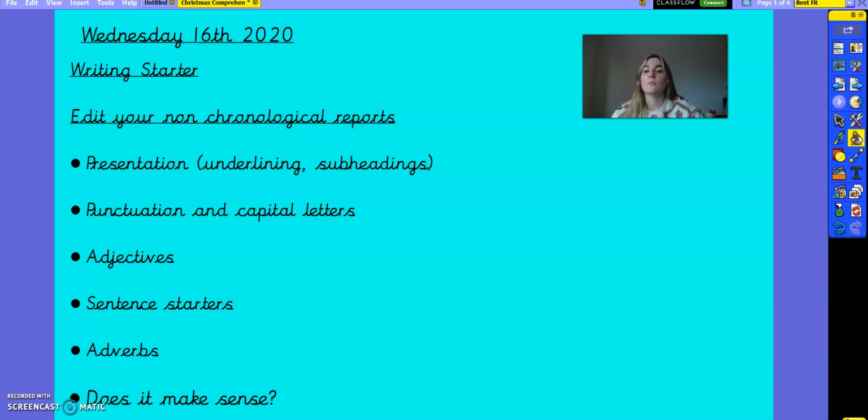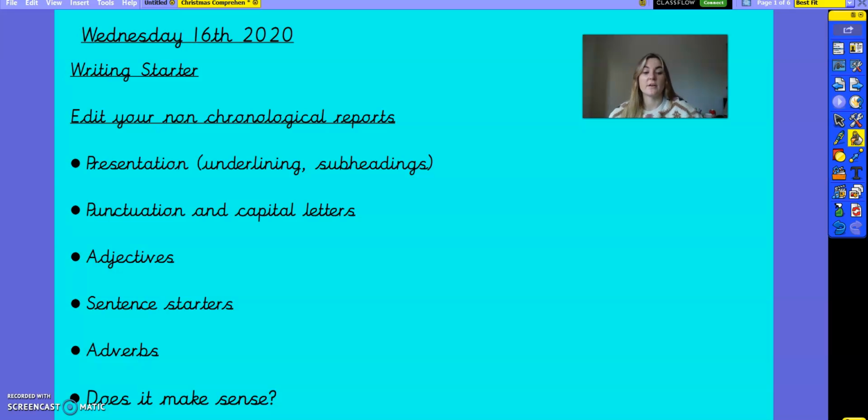We need to make sure that we have got the correct punctuation, so commas, full stops, capital letters as well. We need to make sure that we have used the correct sort of adjectives when we have been describing. If maybe we haven't used as many adjectives as we could have done, then edit them in and write them above. Sentence starters, have a look at the way that you have started your sentences. If you find you have repeated the same sentence starters, see if you can think of any other ways that you could potentially start those sentences.